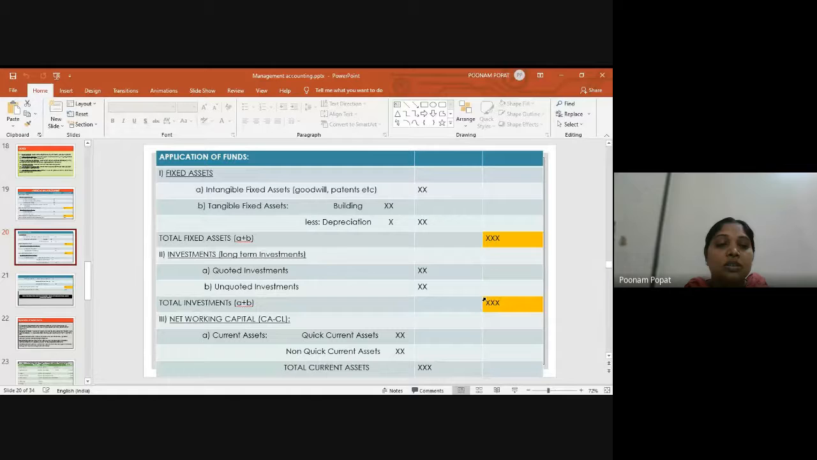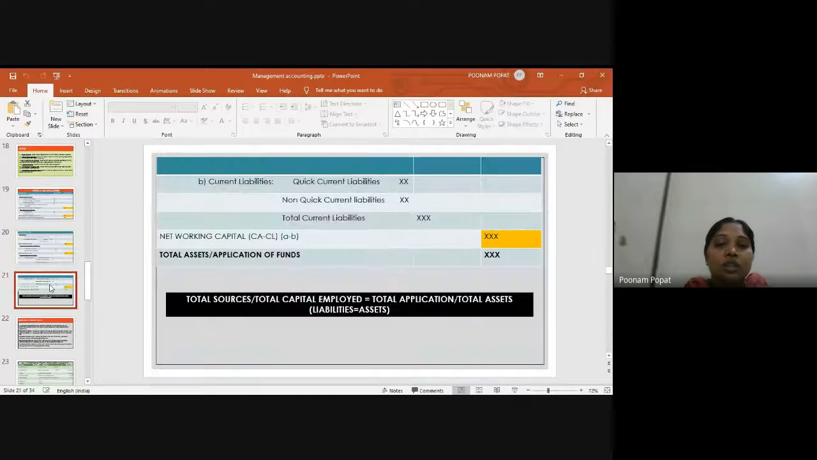Investment total is here. And after current assets minus current liabilities, I got my third amount also. So when I add up all these three figures, I get my total application or total assets. The rule remains the same. Assets must be equal to liabilities. So once you get this answer, you can compare whether your total capital employed, that is the sources side, is matching with your application side or not.